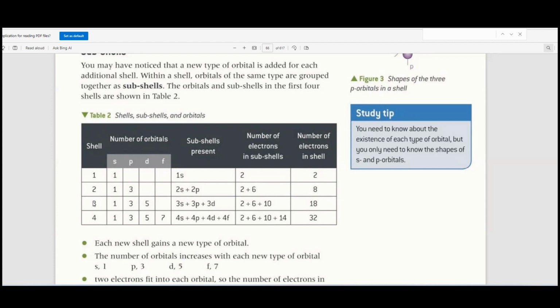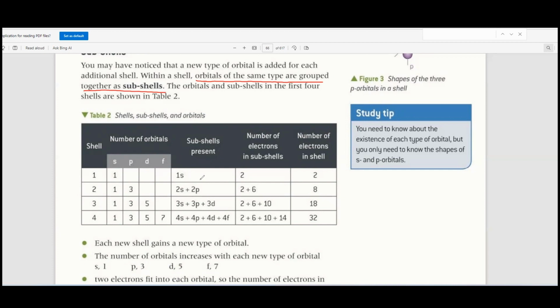Three orbitals, and that is just one subshell. So the subshells are just S, P, and D. Orbitals of the same type are grouped together as subshells. So orbitals of the same type means all p's, all d's, all f's. So S, P, D, and F are all subshells.